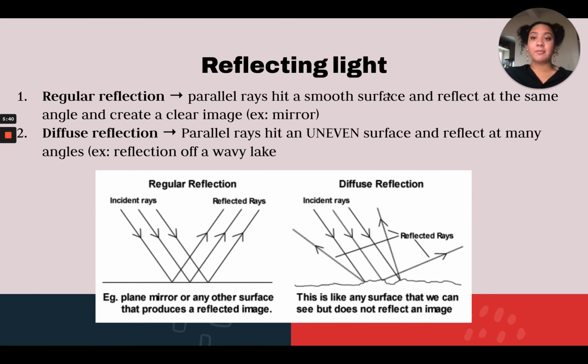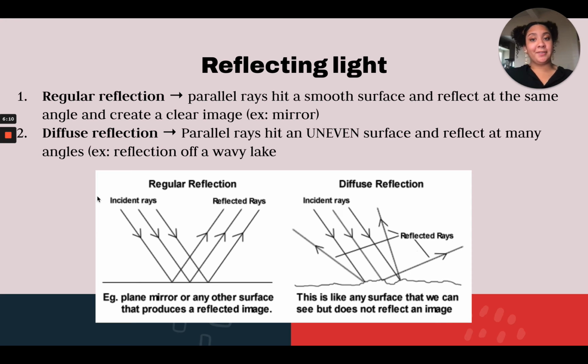Now let's talk about reflecting light. There are two different types of reflections. There's a regular reflection, which is like a mirror. That's a parallel ray, so it's all going parallel together. It hits a smooth surface and reflects at the same angle to create a clear image. So it's not all different angles, it's reflecting at the same angle that it hit, and it creates a clear image.